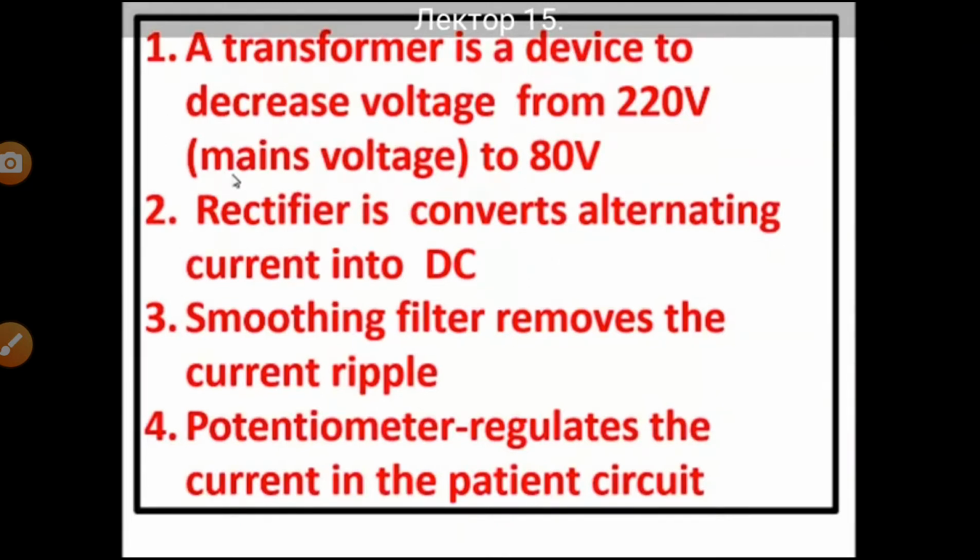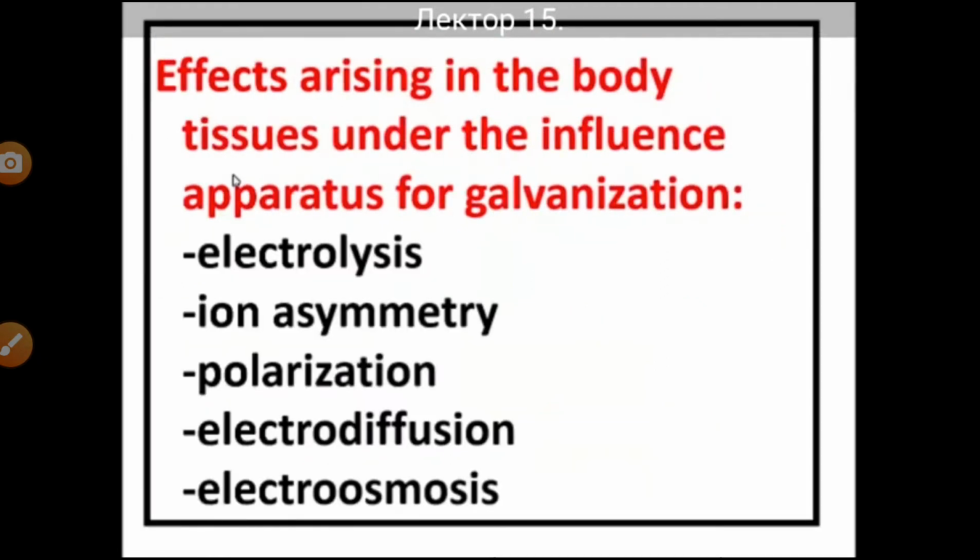Finish write, next slide. Next. Look at the screen. This information by effects arising in the body tissue under the influence of apparatus for galvanization: electrolysis, ion asymmetry, polarization, electrodiffusion, and electroosmosis.